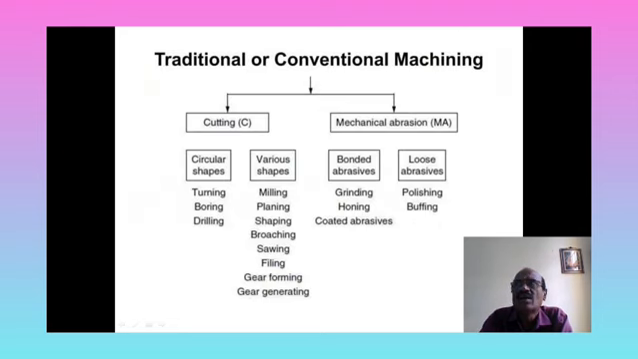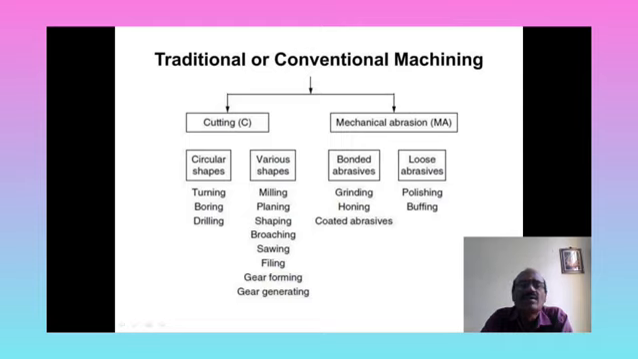Traditional or conventional machining process, the classification: cutting and mechanical abrasive. One part is cutting, which removes the metal by the cutting operation. Another one is abrasive operations, in bonded abrasives and loose abrasives.